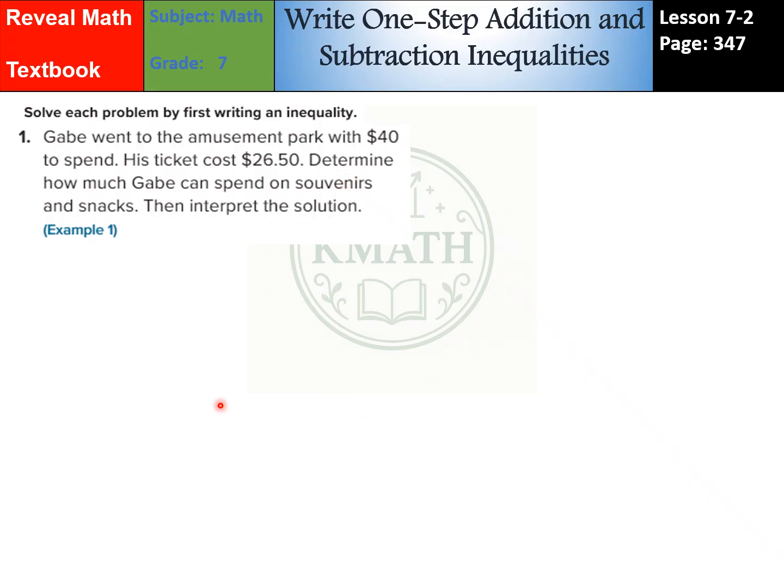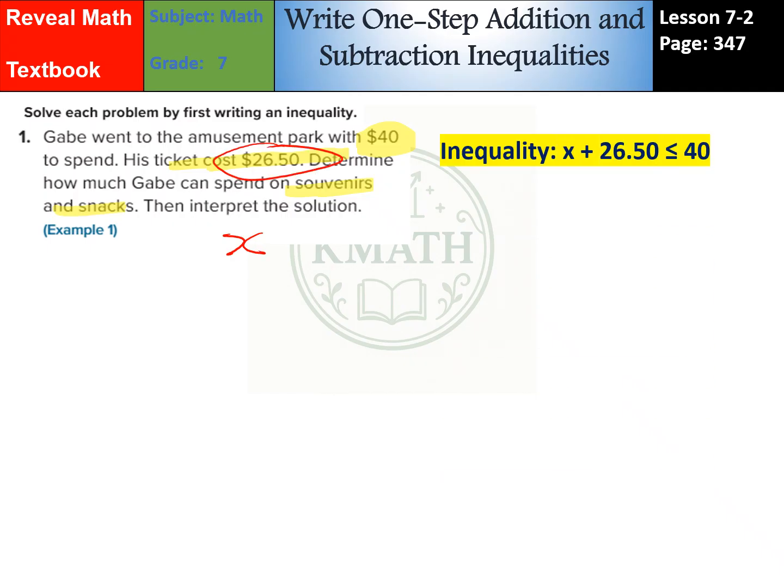Now, look at this. He has $40. He cannot spend more than that. So the maximum he can spend is $40. Which inequality will we use? This is the cost of the ticket, and then how much more he can spend. Let's say he can spend X more, and X plus 26.50 should be less than or equal to 40. Why? Because he has a maximum of $40. He cannot spend more than that. So this is our inequality: X plus 26.50 is less than or equal to 40.